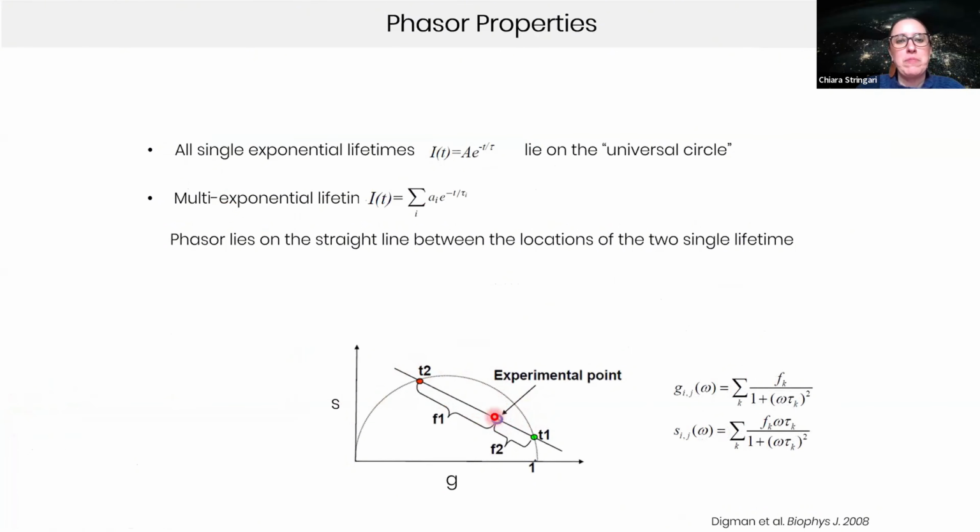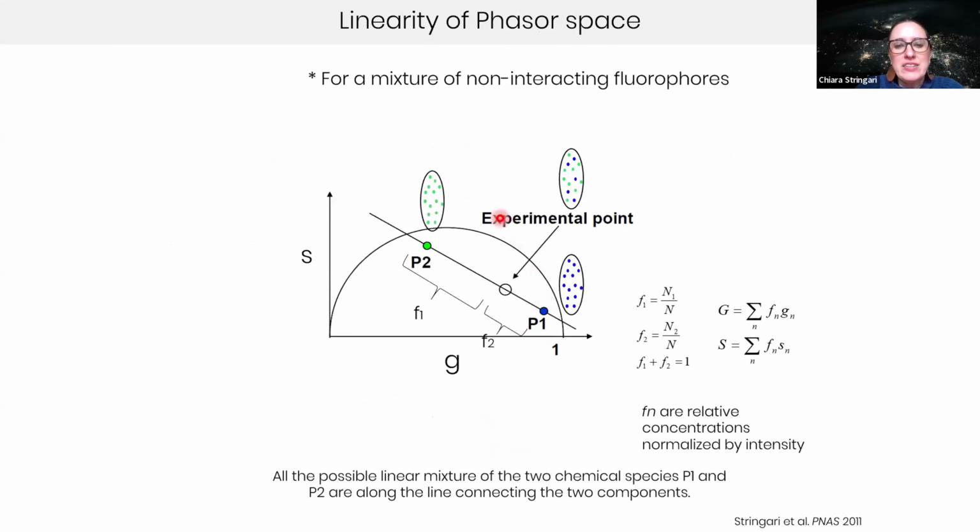What is interesting about phasors is the linearity of the phasor space in terms of non-interacting fluorophores. If you have a blue and a green fluorophore, regardless of the complexity of the decay, you can always quantify their contributions very easily with just a graphical measurement. So this is actually very simple with respect to multi-exponential decay.